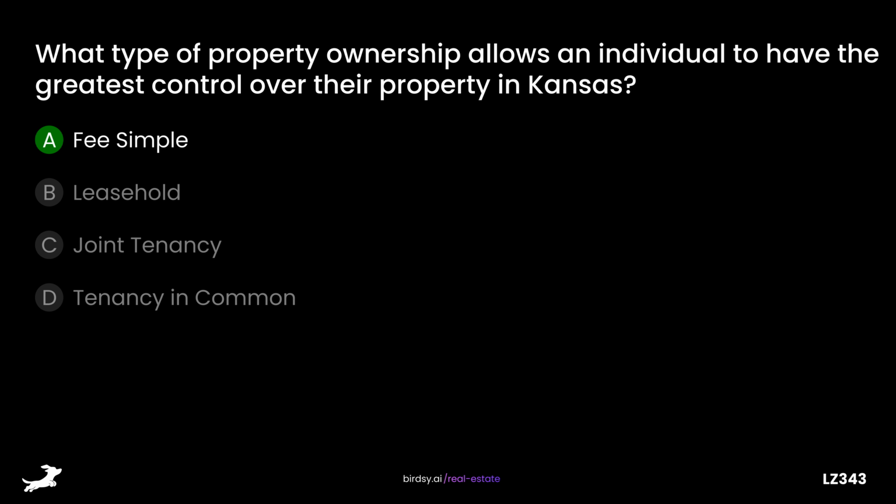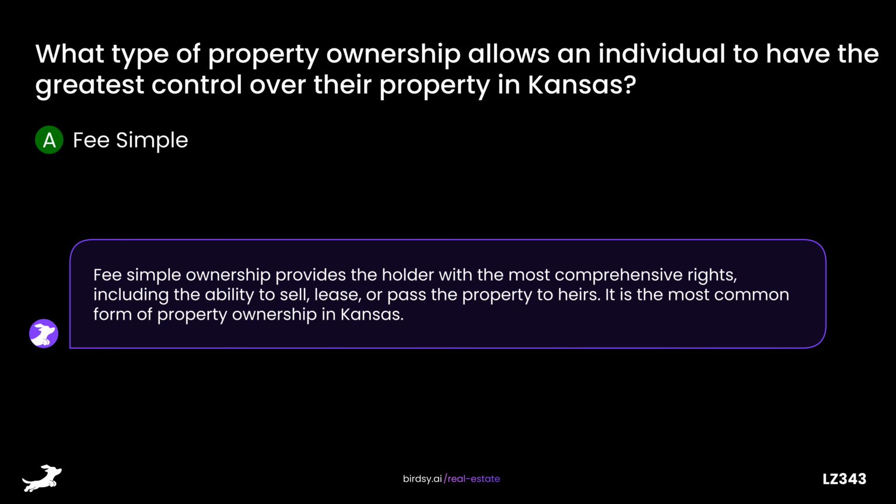The answer is A, fee simple. Fee simple ownership provides the holder with the most comprehensive rights, including the ability to sell, lease, or pass the property to heirs. It is the most common form of property ownership in Kansas.